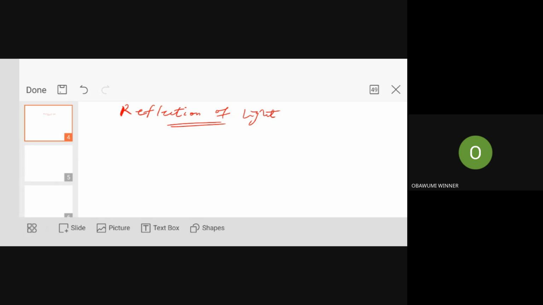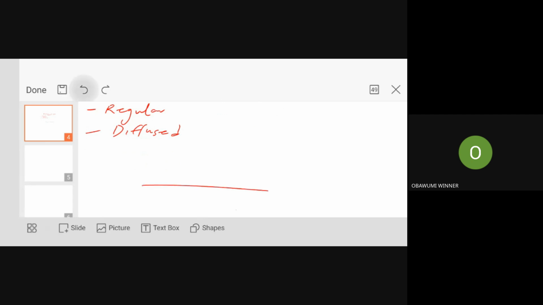We have the regular reflection, and we have the diffuse reflection. So we have regular reflection and diffuse reflection. Now the question is, what is regular reflection? Regular reflection occurs when rays of light are incident on a smooth surface.